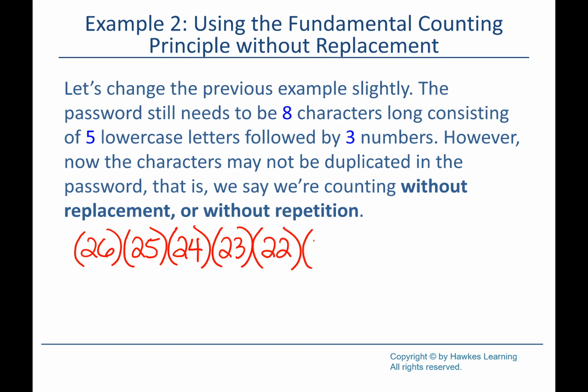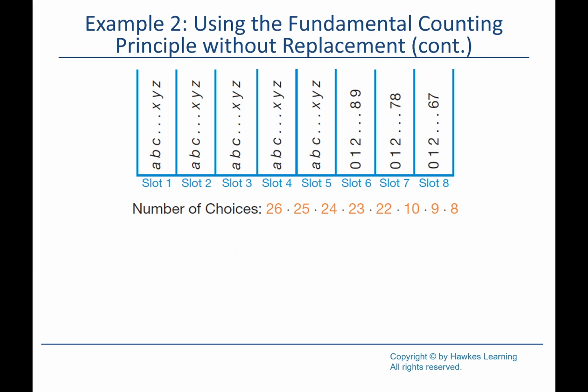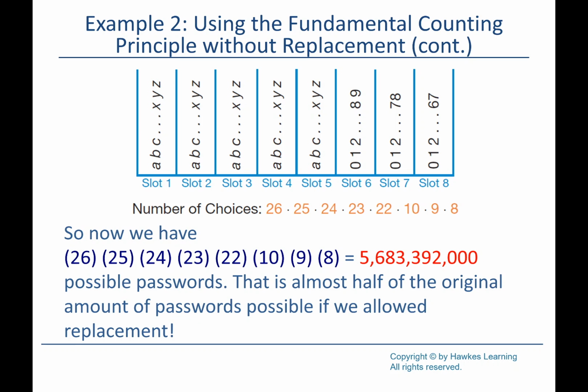Digits start out the same way, right? We still have 10 choices for our first digit. Whatever we pick, we can't use again. So the next one, we only have 9 choices. And then for the last one, we only have 8 choices. Then we can multiply all those together. So if we do that multiplication, we get 5,683,392,000 possibilities.